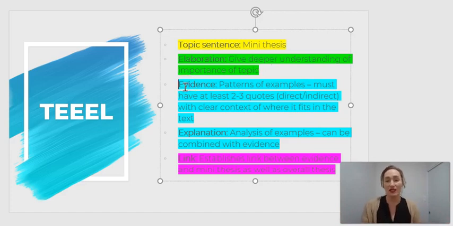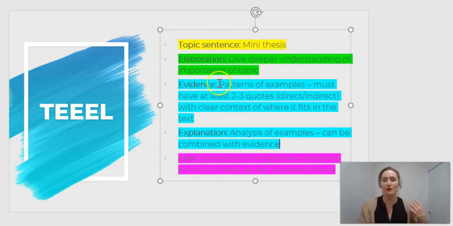And then you have your evidence. This is the most important. So these two, they're the same color, and the reason for that is because they're interchangeable. To do good evidence, you're going to have to give an explanation, and you need to do good evidence with patterns of examples. I love that phrase that I got.